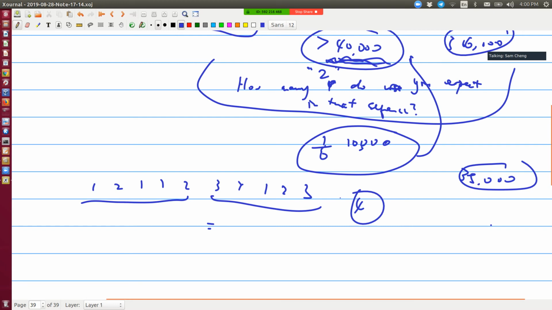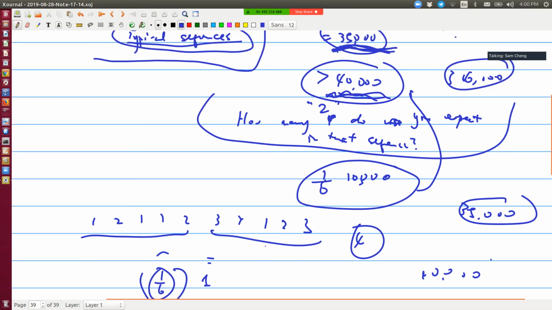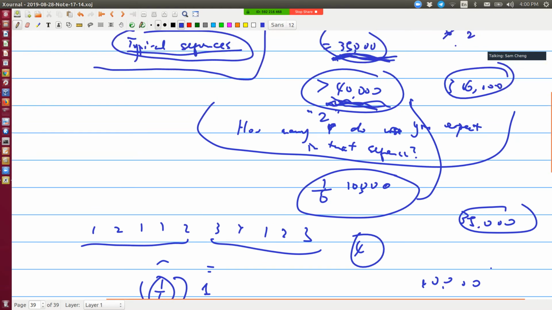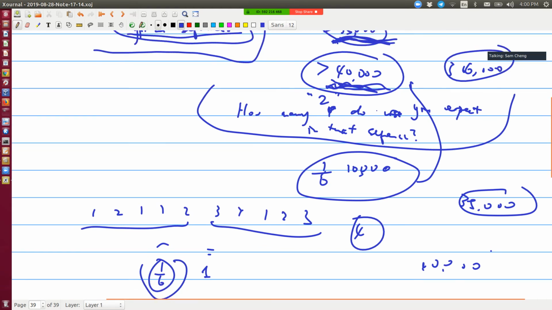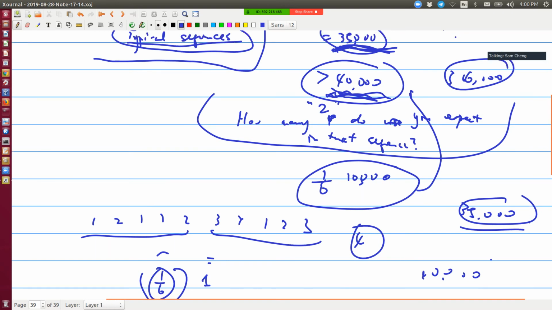And if you have 10, of course, if you only have 10 times, you may get a sequence like that. But if you have 10,000 times, you have a pretty high likelihood that 1/6 of them are 1, 1/6 of them are 2, 1/6 of them are 3, and so on. But then you won't result in 40,000 of them, right? Of course, you will result in 35,000 of them, right? Yeah. So that's what I meant.